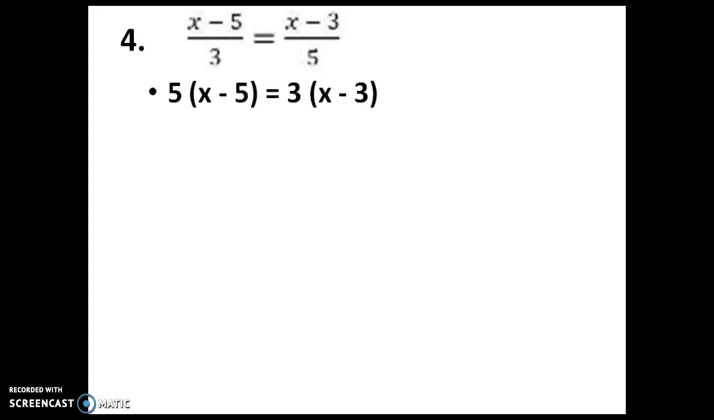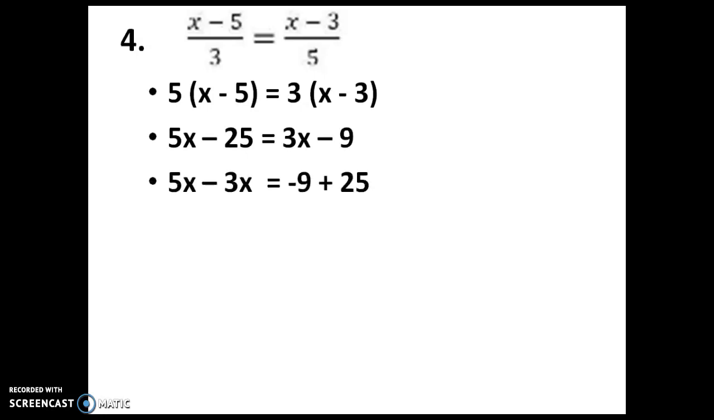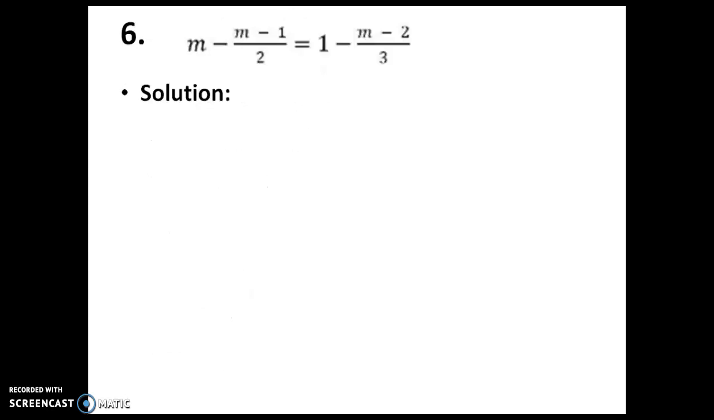Simple only. First step, you have to cross multiply. Then remove the brackets. So 5x minus 25 equal to 3x minus 9 you will get. Then bring x and all to one side of the equal to. So 5x minus 3x is equal to minus 9 plus 25. So 2x equal to 16. So x is equal to 16 by 2, that means x is equal to 8. The next problem, (m minus 1) by 2 equal to 1 minus (m minus 2) by 3. This is the question.